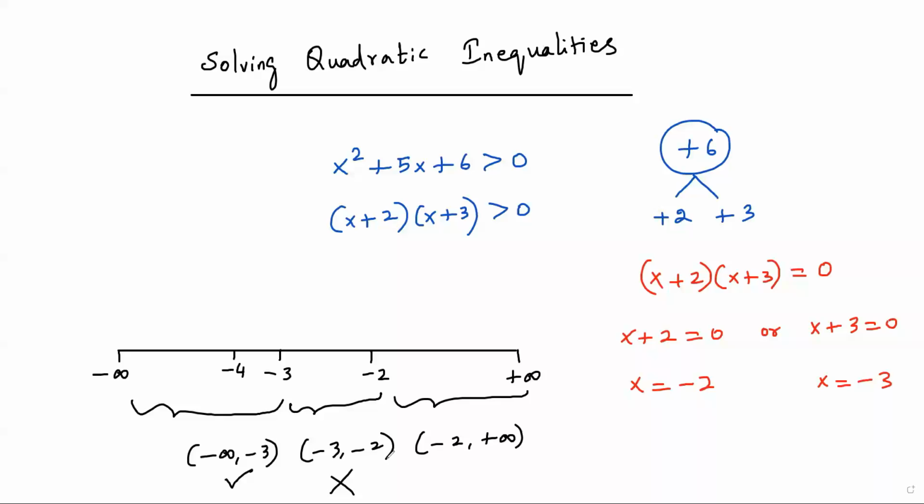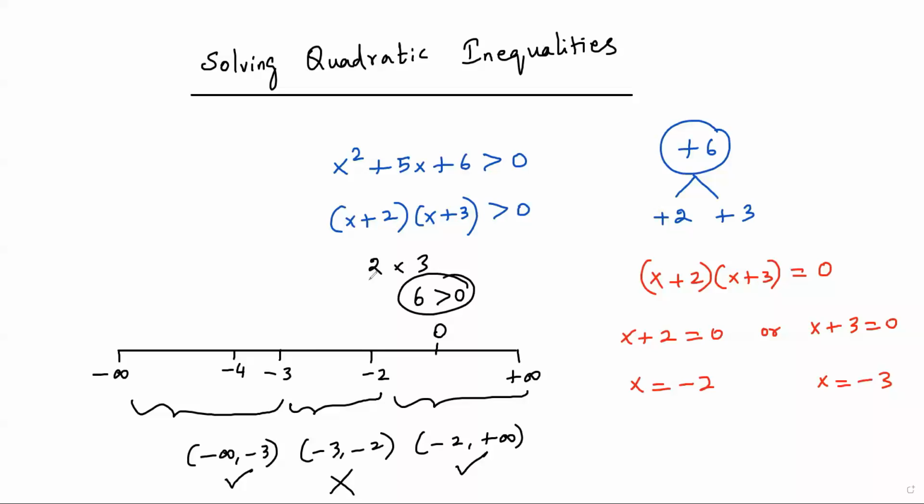Okay, now let's test the third interval, which is (-2, ∞). You can consider any random value in the third interval. So we can consider 0. If I plug in x = 0 into the first factor, it will be 2. And into the second factor, it will be 3. 2 times 3 is 6. 6 > 0. This is true. So the third interval satisfies the given quadratic inequality.